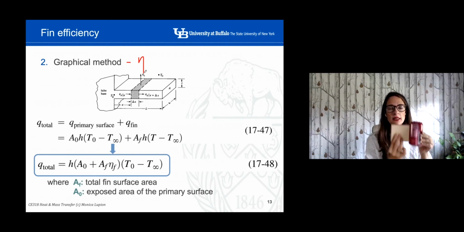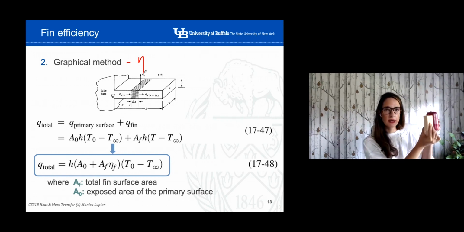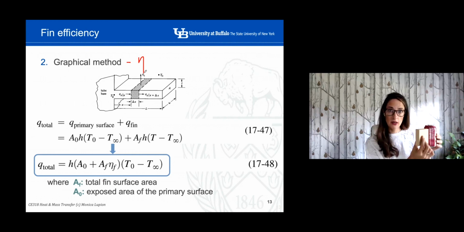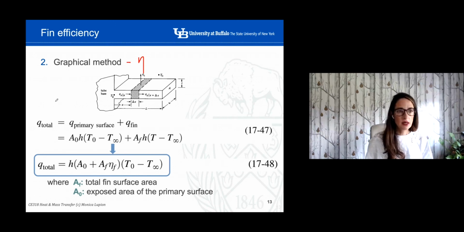And we need to calculate the heat that is being released in this element when we consider the fin. The total heat will be the sum of the heat that is going over the primary surface plus the heat that is being released due to this fin. We need to take into consideration the contribution of both. So this is what is explained here. The total heat is equal to the heat leaving the primary surface plus the heat that is leaving the fin.